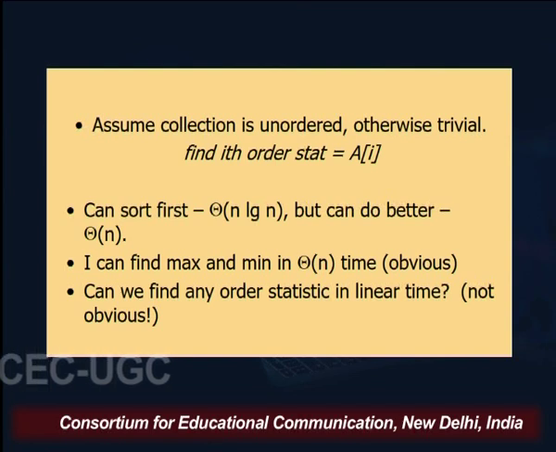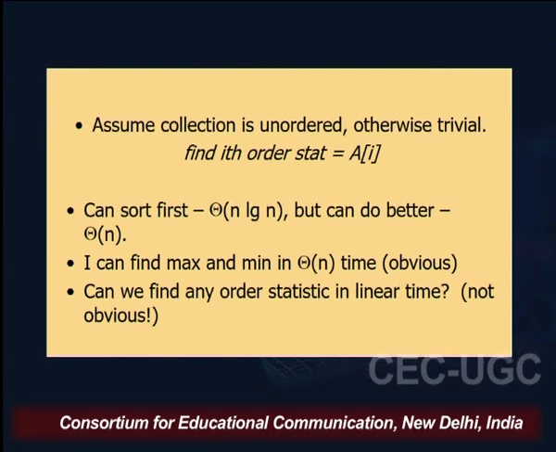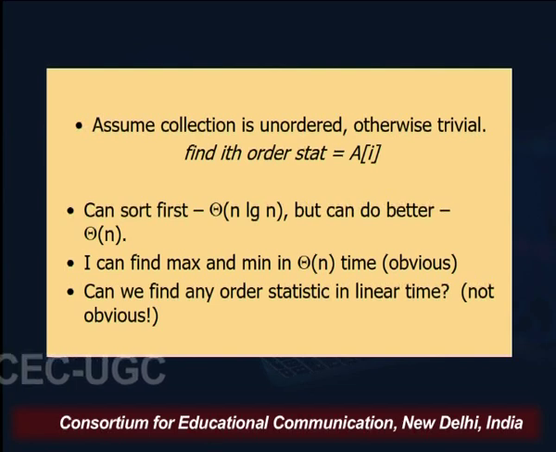So, I am assuming here that the collection is unordered, and within this unordered collection we need to find the ith order statistic of the collection A, which is nothing but A of i. We can sort the list first, as I was just discussing, and we will have theta n log n. But the question was, can we do better than this? Certainly yes, we can do better, and we can solve this problem in theta n. So, let us try to explore the problem.